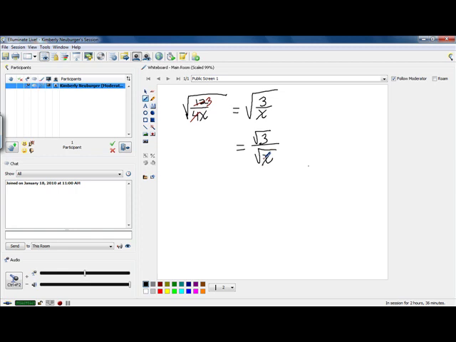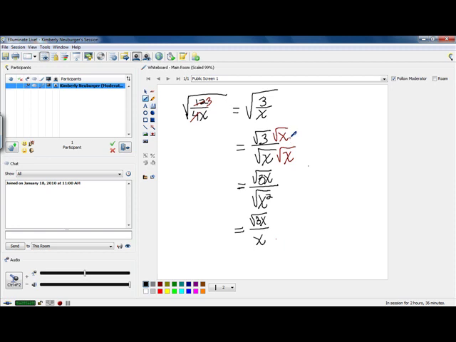Now we have another problem. We have a square root in the bottom, and that's not okay. So we need to make this square root of x here something that we can actually take the square root of. So how about if we multiply the top and bottom by square root of x? What we end up with is square root of 3x over square root of x squared. And I can actually do the square root of x squared. It's x. So we have square root of 3x over x.